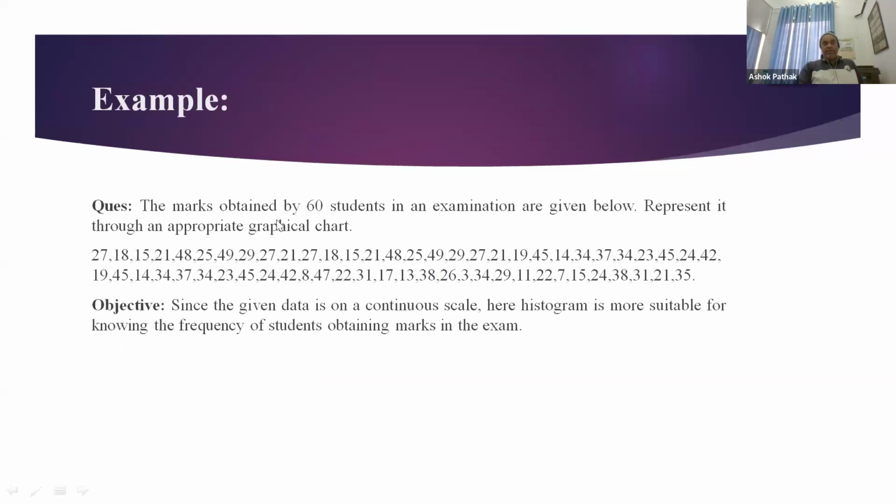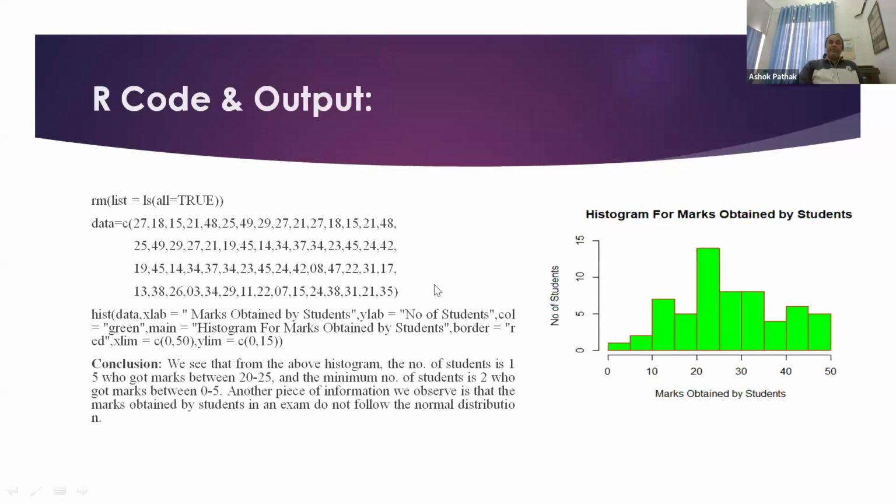Marks obtained by 60 students in an exam are given below. Represent it through appropriate graphical charts. So the marks are given here. Since the given data is on a continuous scale, a histogram is more suitable for knowing the frequency of students obtaining marks in the exam. So see this one. The data is given, histogram, x label, and you will get this.